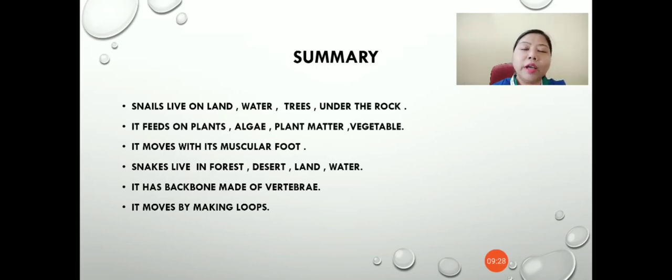So children, we have learned that snail lives on land, water, tree, under the rock, under the leaf, and it feeds on plants, algae, plant matter, vegetables and fruits. It moves with the help of its strong muscular foot. On the other hand, snake lives in forest, desert, land. It has a long backbone which is made of many vertebrae, and it moves by making loops. Each loop will help it to push its body forward, and it will never move in a straight line. It will move in a zigzag manner.